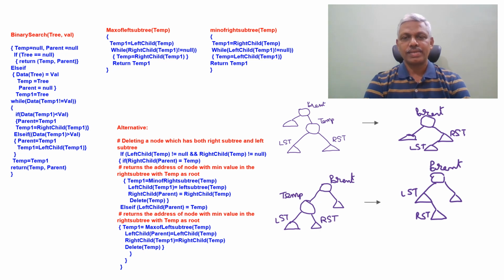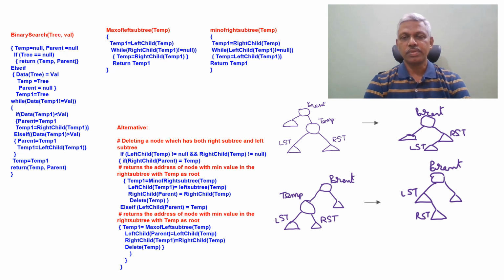If you want to delete the temp, which is the right subtree of parent, instead of moving LST above RST, we can move RST up and LST as the left child of that. So for this, what we do is we'll identify the least element of the RST, and to that least element LST can be added as a left subtree.